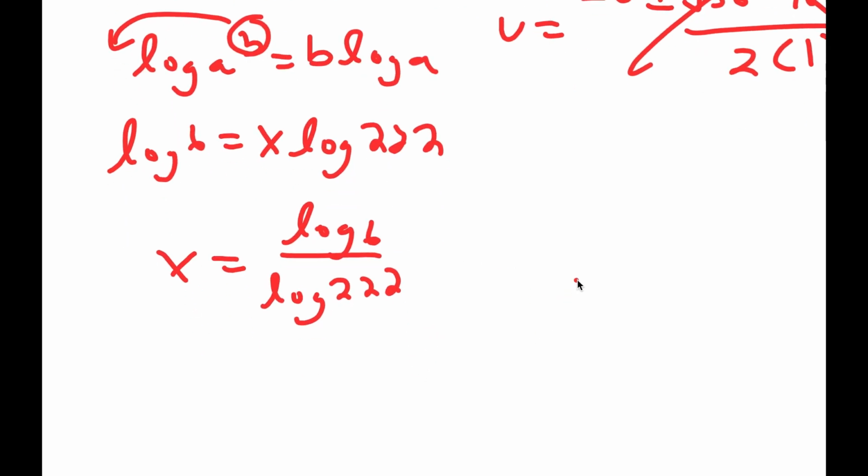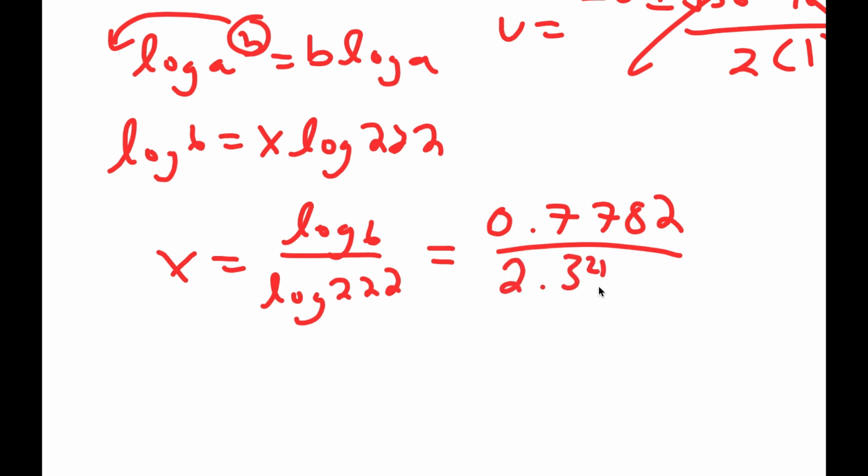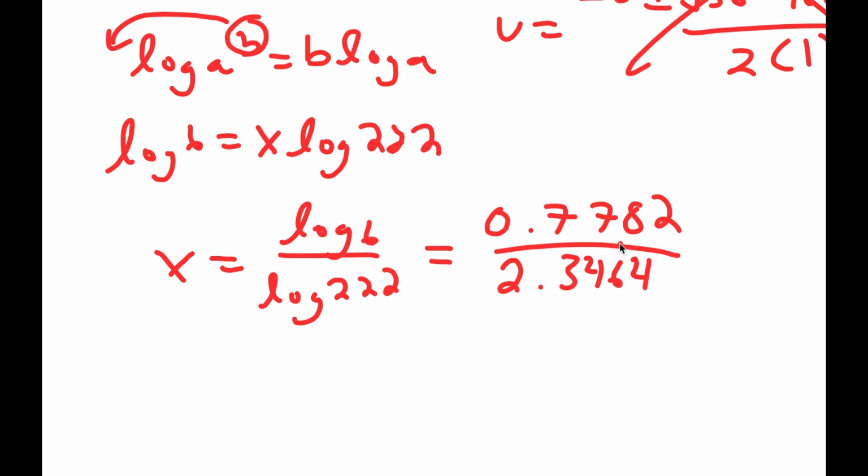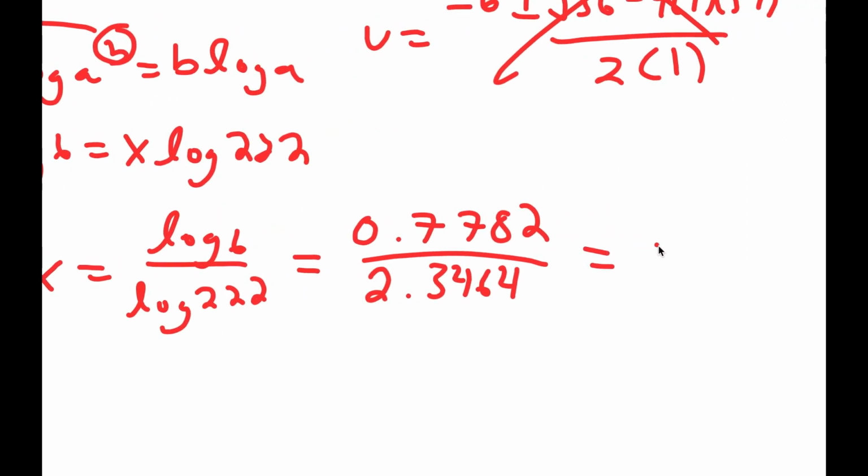Now, the value of log 6 is equal to 0.7782, and the value of log 222 is 2.3464. So if I divide these two, I get x is equal to 0.3317.